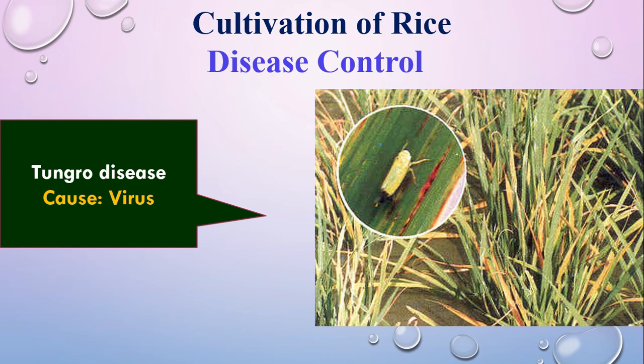And control measures: the leaf hopper spreads this disease. You see this is the insect named leaf hopper, and when you find any of these insects in the field, straight away kill them.